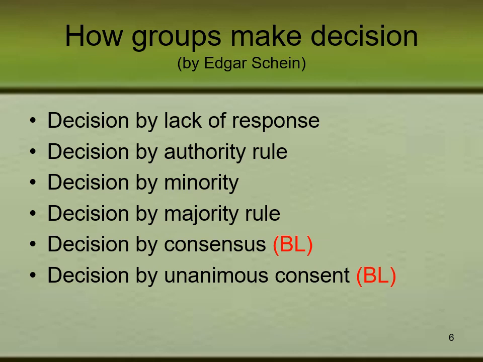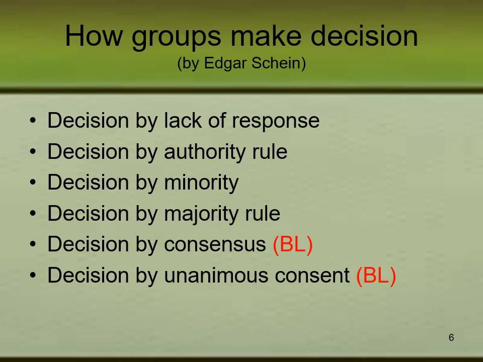So normally it is the group leader lah. Okay, so you form a group and there is one group leader. So in all situations, the group leader is making decisions for the group. That is called decision by authority rule. So is this the best group decision making? Not necessarily, it depends on the situation.